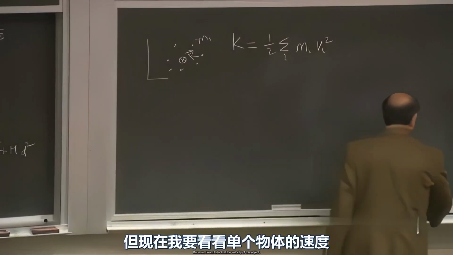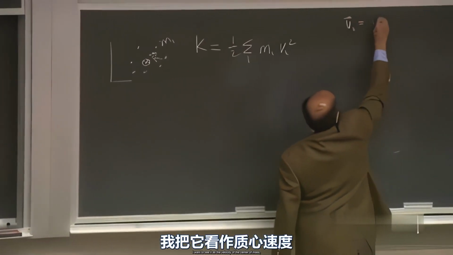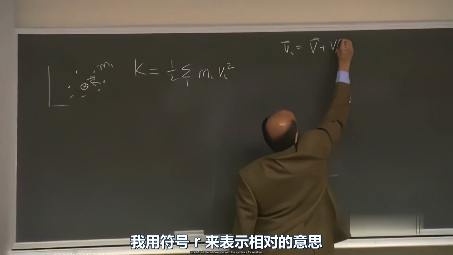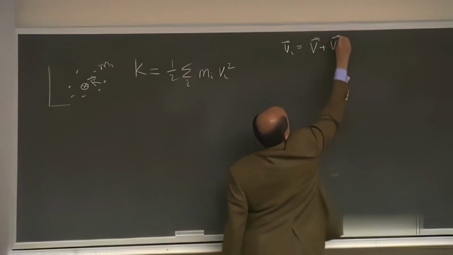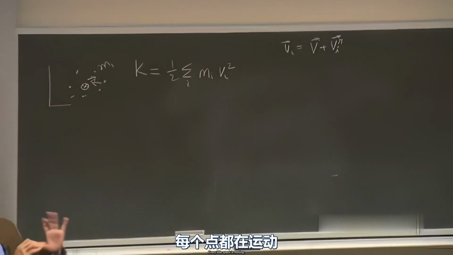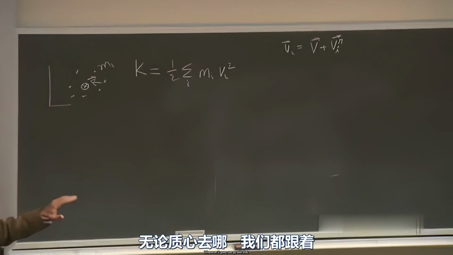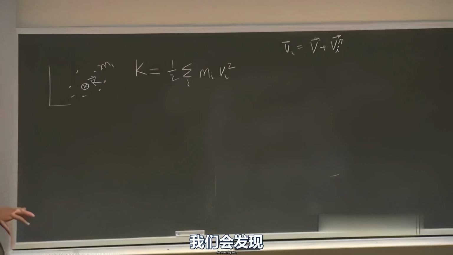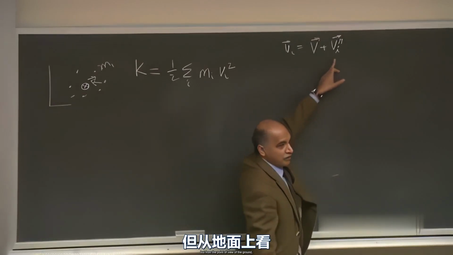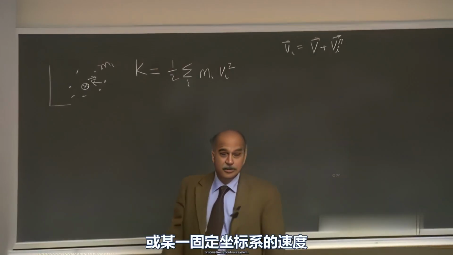But now I want to look at the velocity of every object, vi. I want to see it as the velocity of the center of mass plus the velocity relative to the center of mass, which I will denote maybe with the symbol r for relative. You see that? Every little speck is moving. But let's ride in a frame moving with the center of mass. Wherever it goes, we go with that. We latch on to it. As seen by us, the body will have a velocity vi relative, but from the point of view of the ground, we should add to that velocity the velocity of the center of mass to get the velocity with respect to the ground, or some fixed coordinate system.